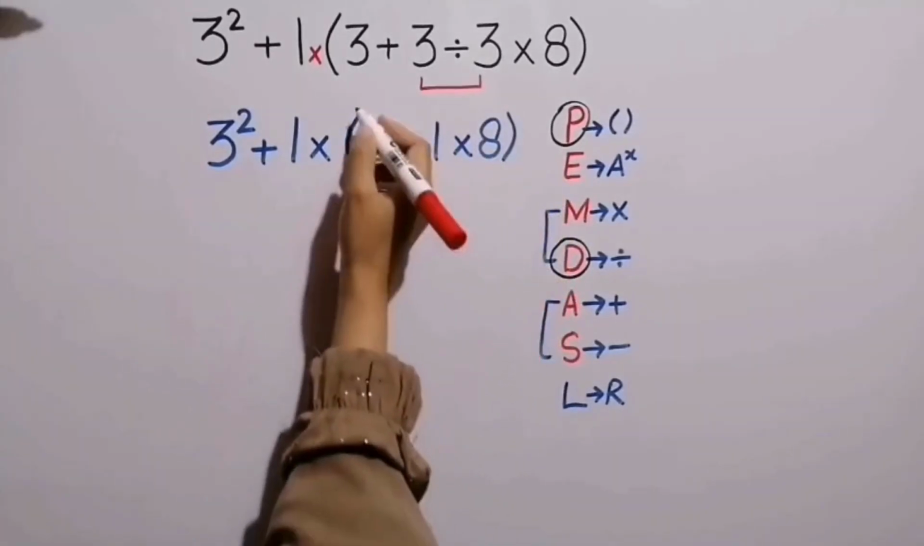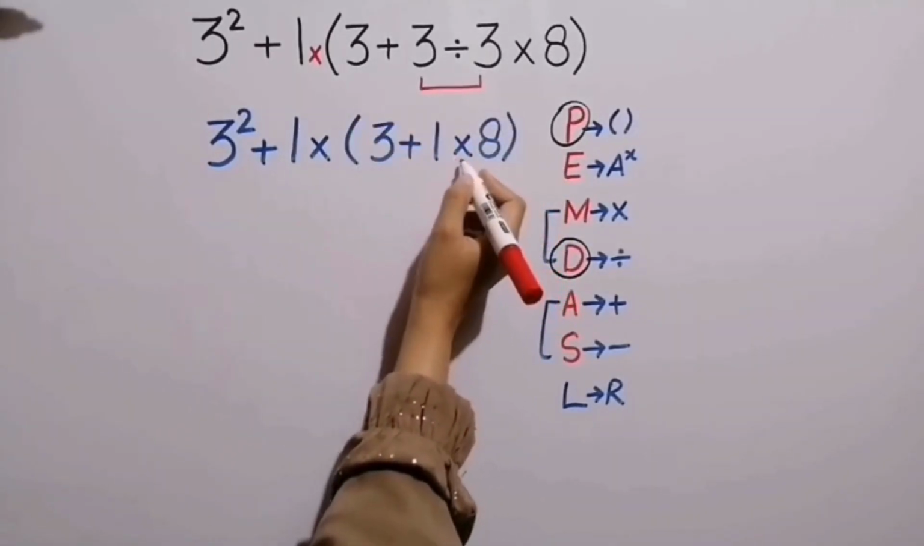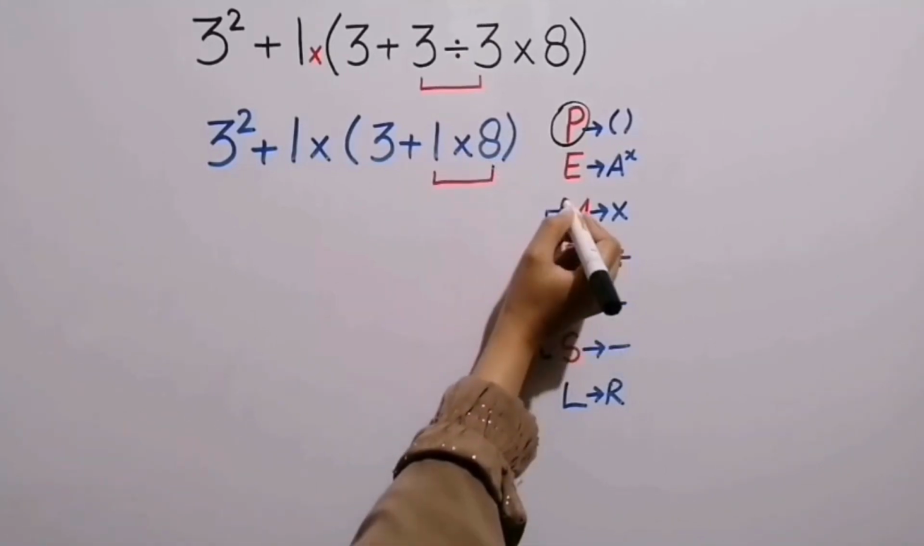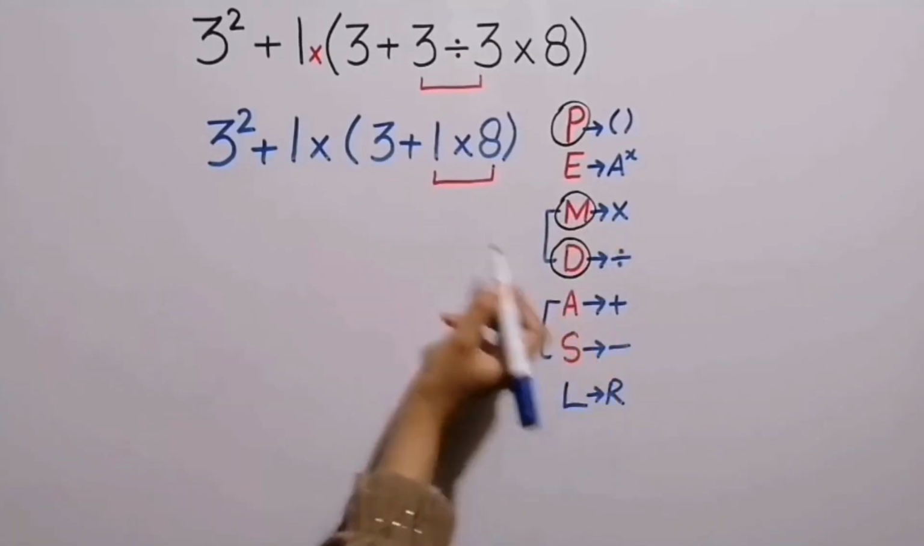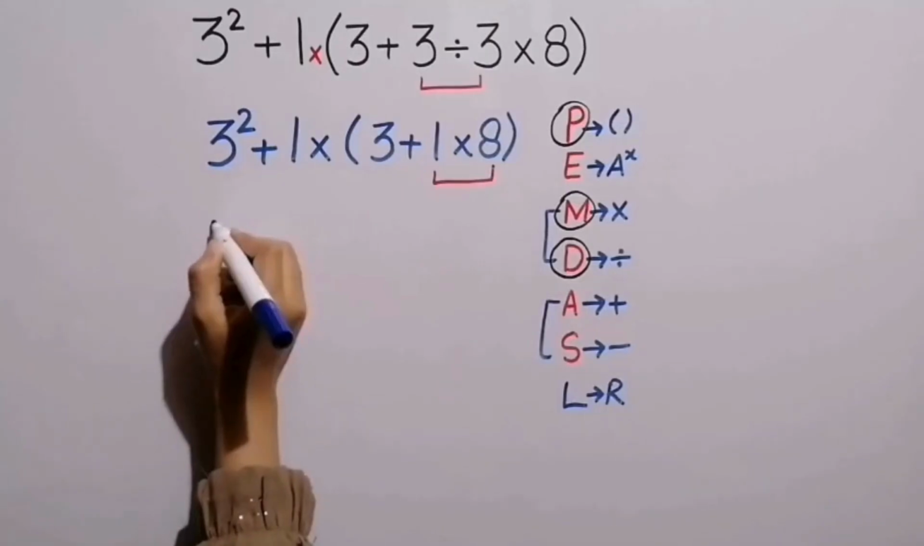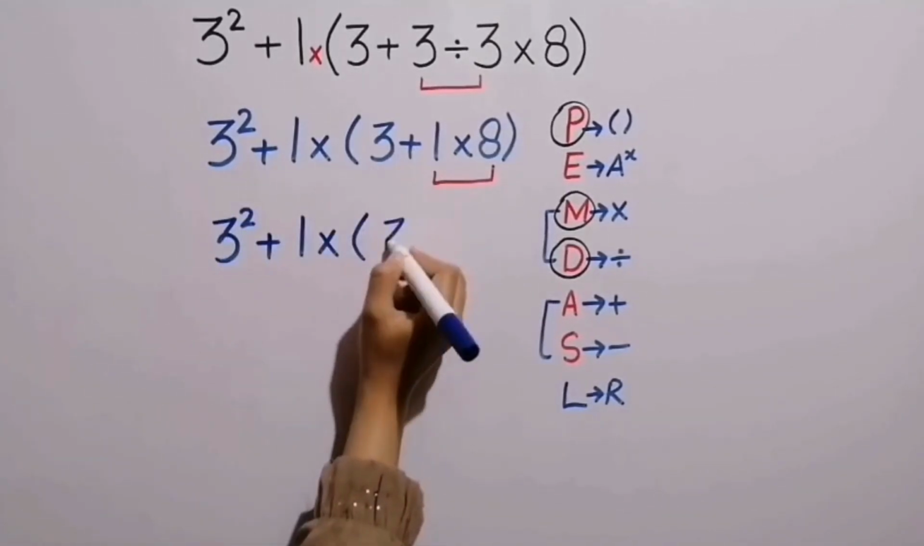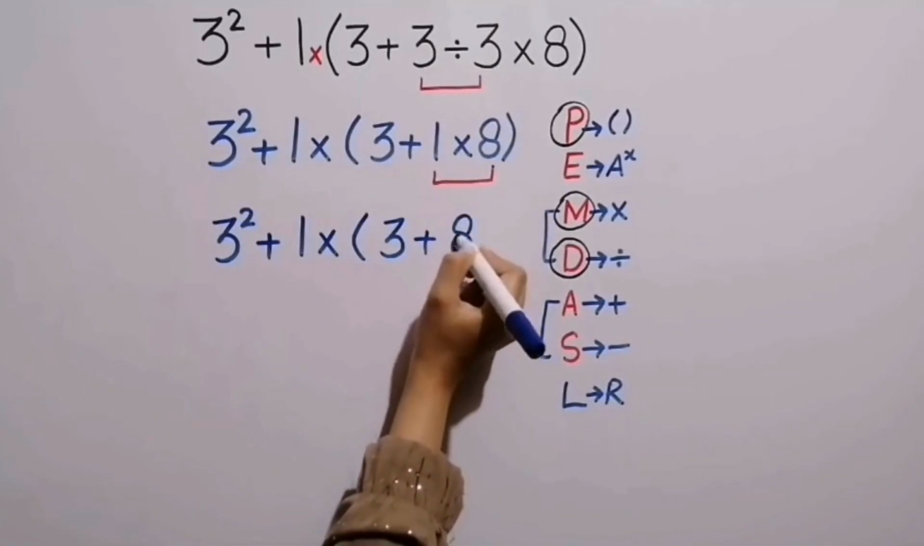Again we simplify parentheses, first we do multiplication between 1 and 8. Because multiplication comes before addition. And we rewrite this expression as 3 to the power of 2 plus 1 then multiply (3 plus 1 times 8 equals 8) inside the parentheses.